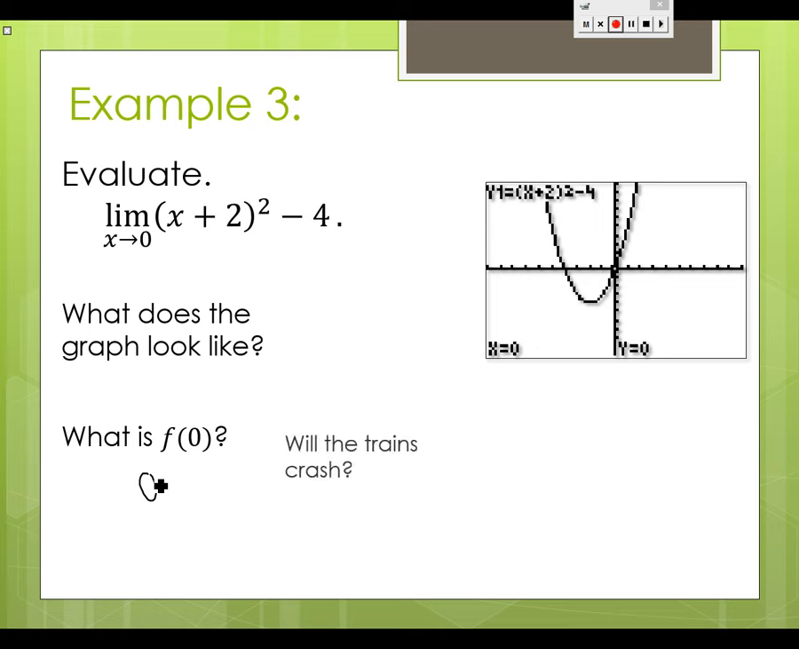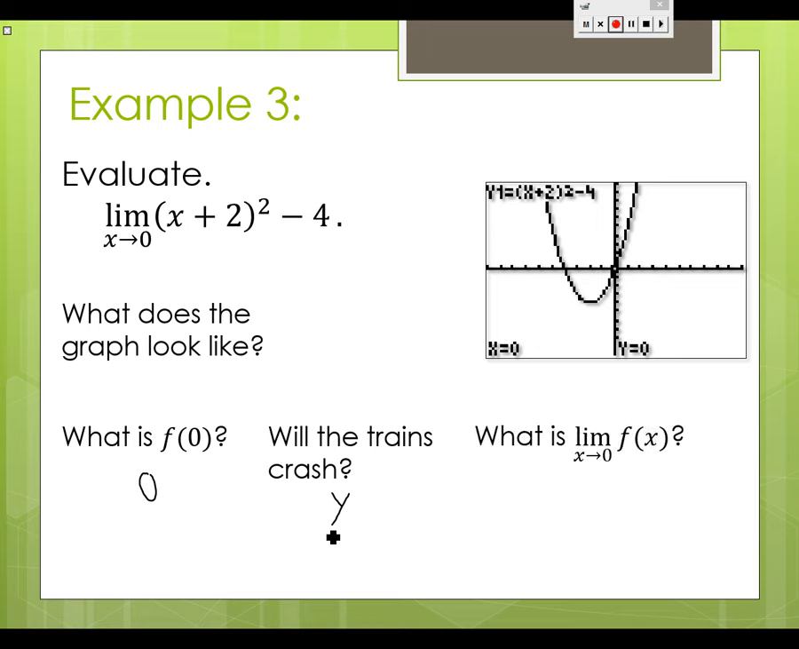Yeah. Will the trains crash? Oh, we have to see 2 trains crash, of course. They do, and what y value do they crash at? Yes, is the answer. What y value do they crash at? 0, and in this case, there's not much to say. The limit is 0. Okay.